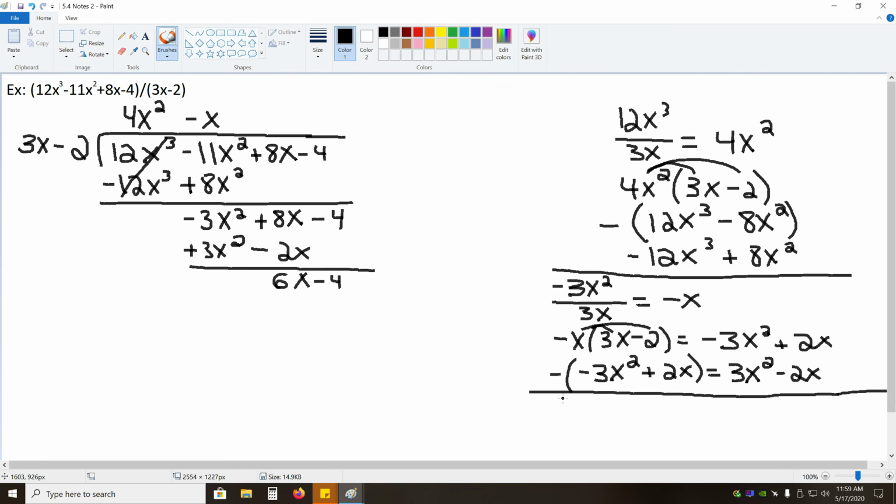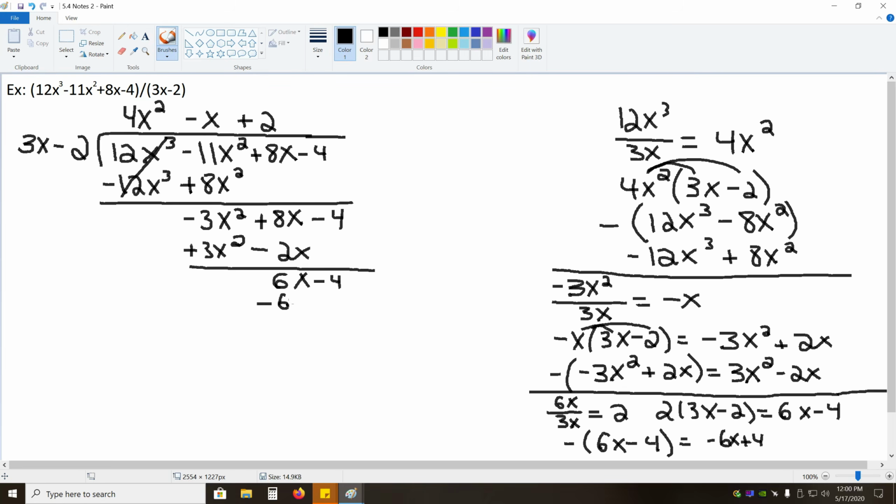We take 6x and divide it by 3x, which gives us 2. So we put a plus 2 in the top. Now we take that 2 and multiply it to the 3x minus 2 on the outside, which gives us 6x minus 4. And now we subtract that 6x minus 4. So minus times 6x minus 4. When we distribute that negative, we'll get negative 6x plus 4.